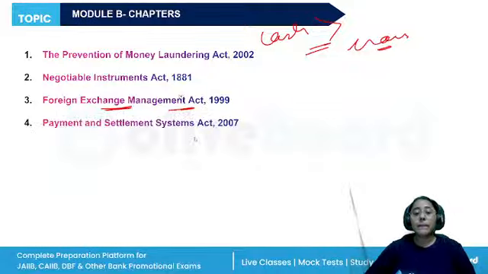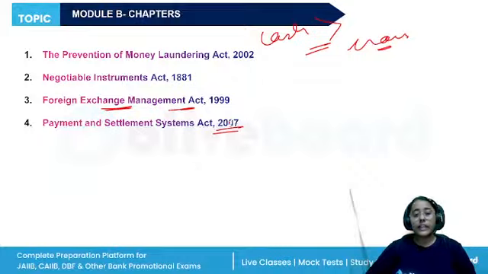Then we have the Payment and Settlement Systems Act. Any entity wants to set up a payment and settlement system. How are they going to apply for the registration? How RBI regulates and supervises their functioning. Let's say they want to make any change, again they will have to apply to RBI. Like this, the Payment and Settlement Systems Act works.